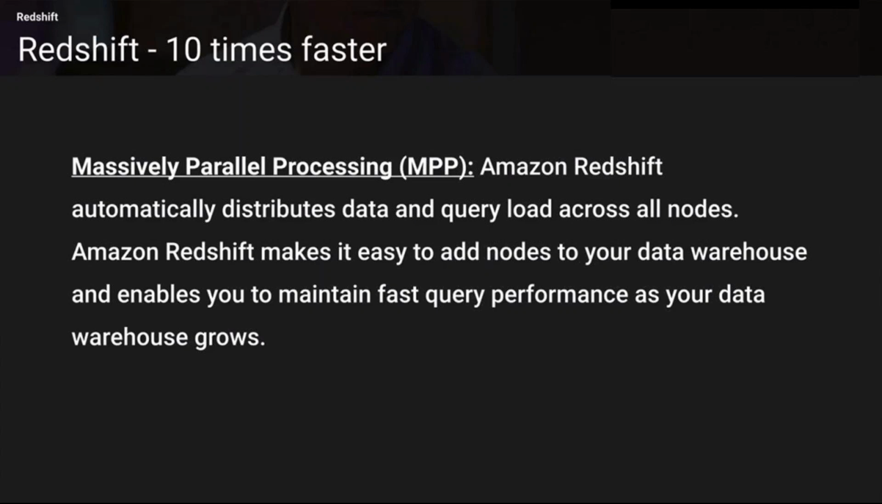So let's say you have got multiple nodes and a single leader node, and you are trying to process the data so that you get the results much faster. You will be able to get it because the processing will happen parallelly across all the compute nodes. Amazon Redshift automatically distributes the data and the query load across all the nodes. Amazon Redshift makes it easy to add nodes to your data warehouse and enables you to maintain fast query performance as your data warehouse grows.